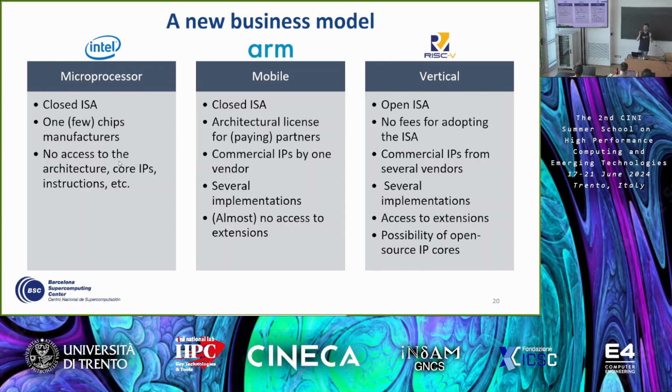And then we have RISC-V that adds a little bit more flexibility. It says, okay, the instruction set is open. Everybody can take it. We don't have royalties. Okay. The implementation can be either open or closed. There are implementations of RISC-V cores that are open.